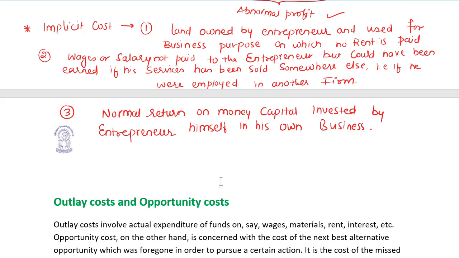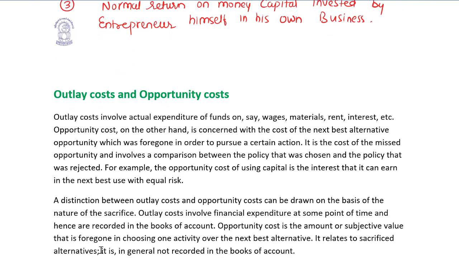Let us continue now. Let's try to understand the next concept, and that is outlay cost or opportunity cost. Here, we can say that opportunity cost refers to the value of sacrifice made or benefit or opportunity foregone in accepting an alternative course of action. The opportunity lost is the opportunity cost.